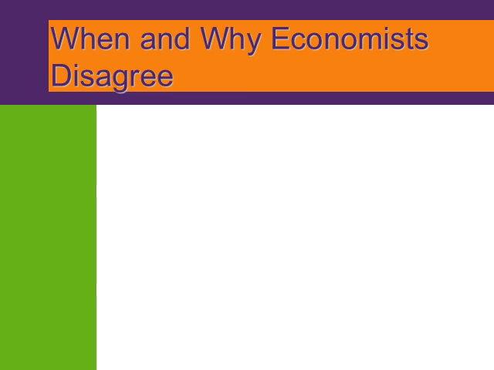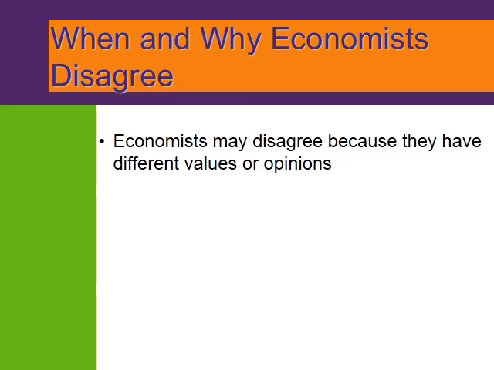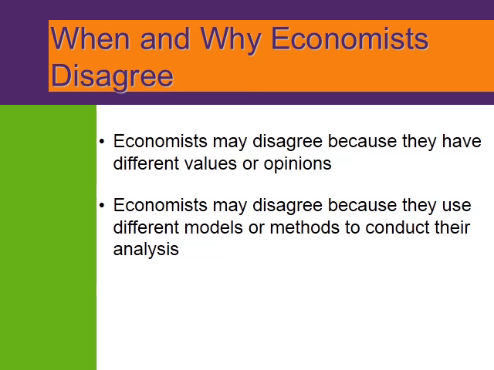Why does this happen? Well, economists are people, and they have their own values just as all people do. So they're allowed to have their own opinions. Sometimes economists also disagree because they may use different models or methods to conduct their analysis, which leads to different results.